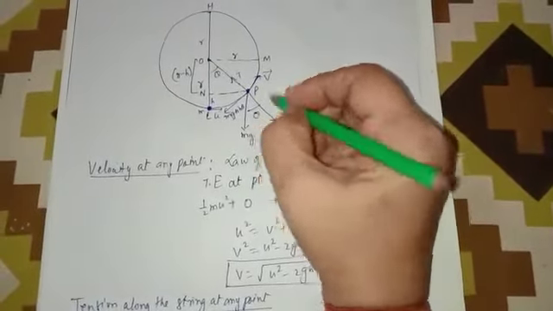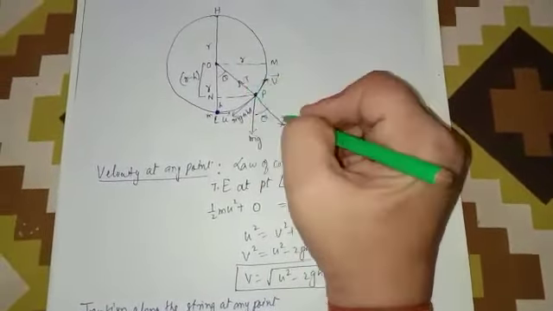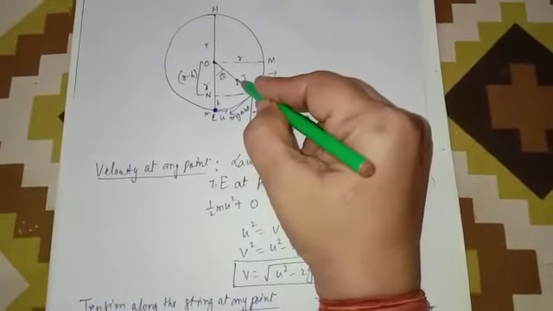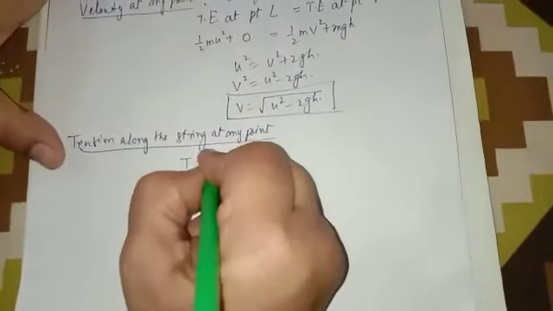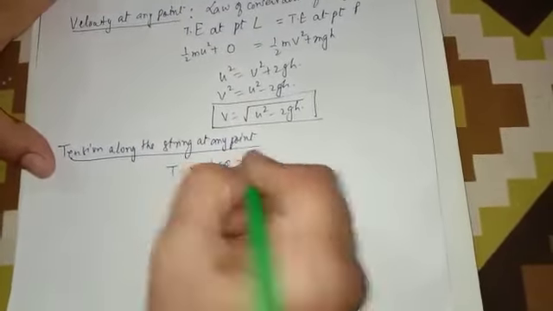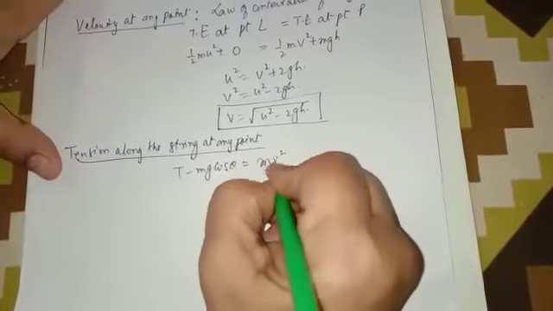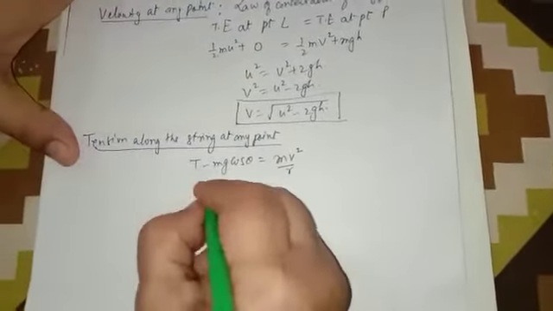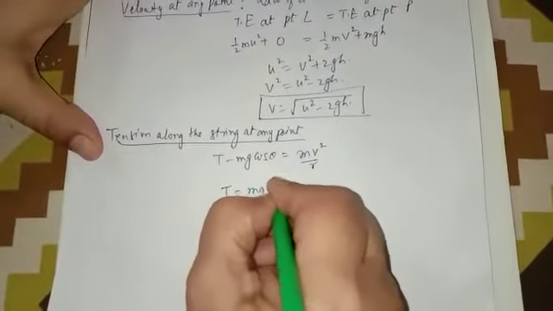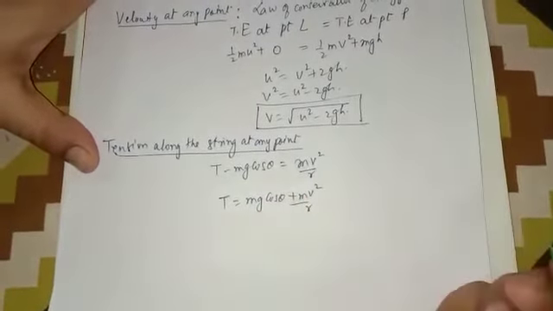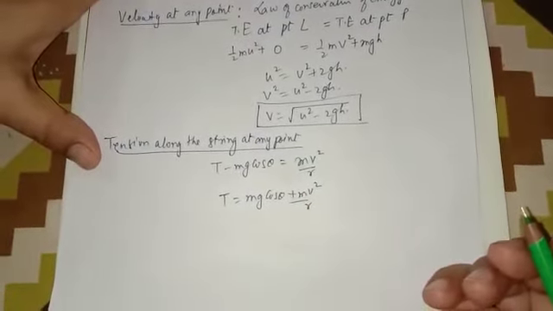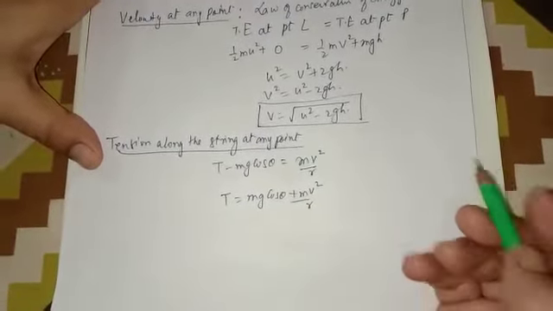Mg cos theta and the tension T are acting in opposite directions. When both of them are acting in opposite directions, we subtract the smaller vector from the bigger vector. So T minus mg cos theta must be equal to the centripetal force, which allows it to move in a circular path. So T is equal to mg cos theta plus mv square divided by r. Right? So this is the equation of velocity, and this is your second equation, of the tension.